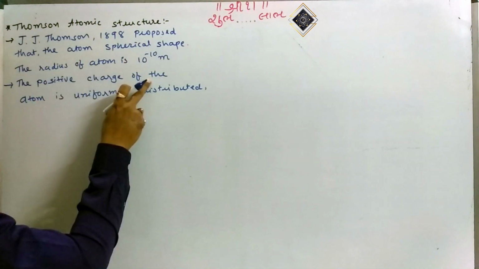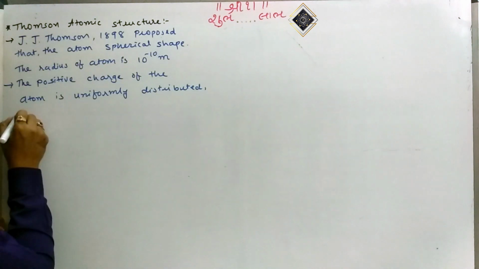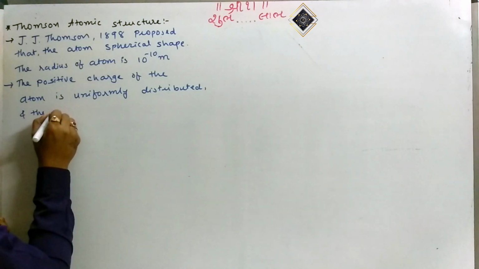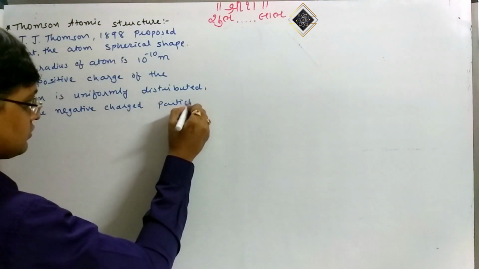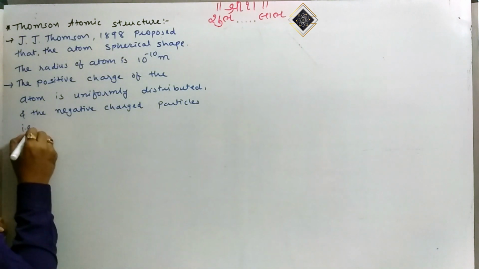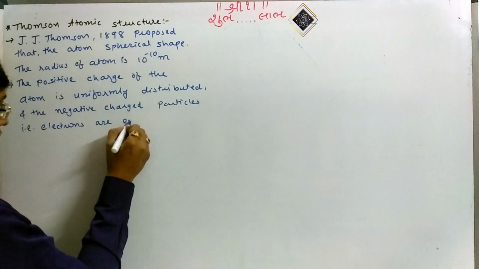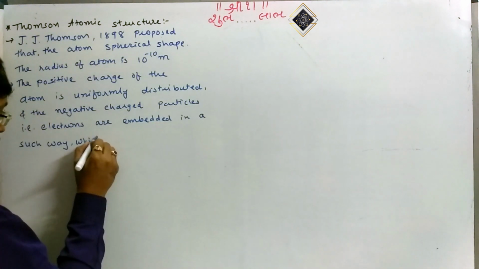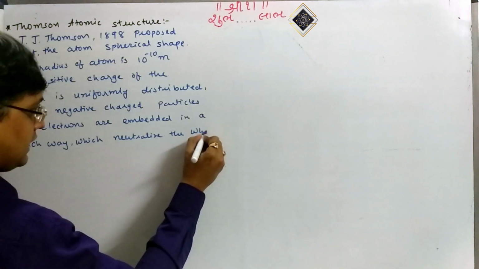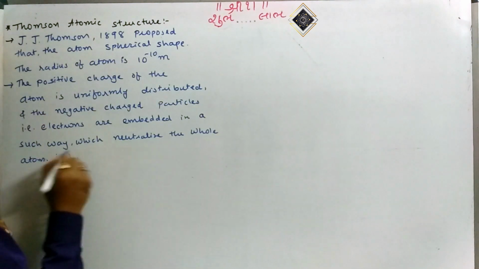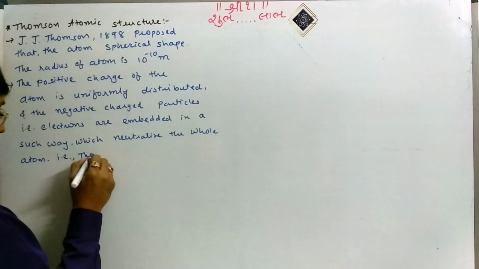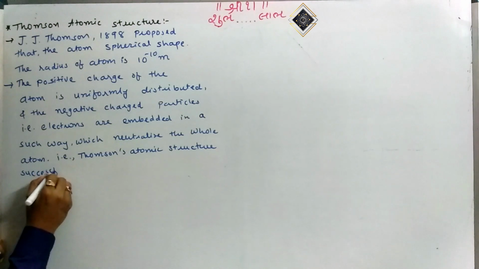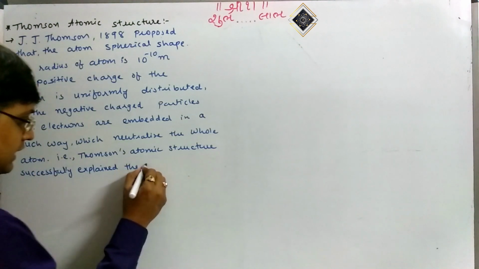The positive charge of the atom is uniformly distributed, and the negatively charged particles, that is electrons, are embedded in such a way that they neutralize the whole atom. That means the Thomson atomic structure successfully explains the neutrality of the atom.